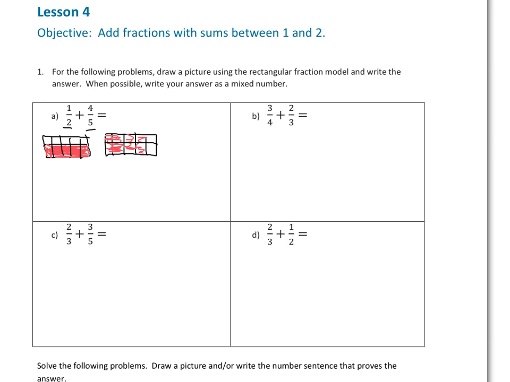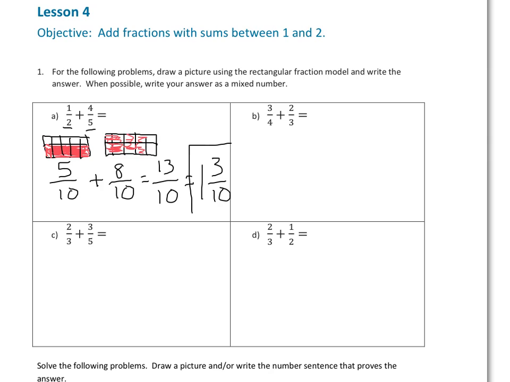Now what I can do is write these fractions down from the picture. 5 of the 10 boxes are shaded in the first rectangular fraction model, plus over here you have 8 of 10 colored in. 5 plus 8 equals 13 over 10. And when you write this as a mixed number, 10 can go into 13 one time, and you're left with 3/10. So 1/2 plus 4/5 equals 1 3/10.